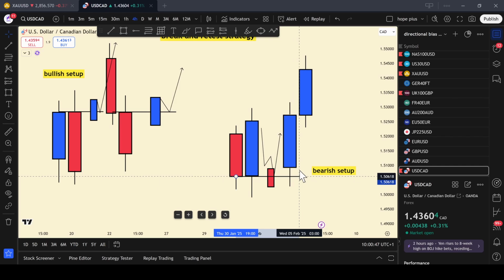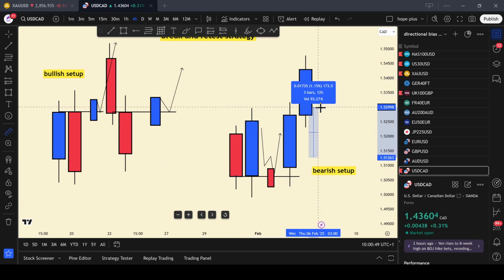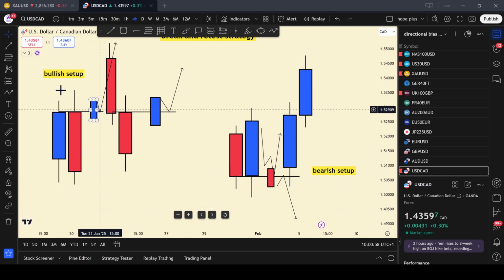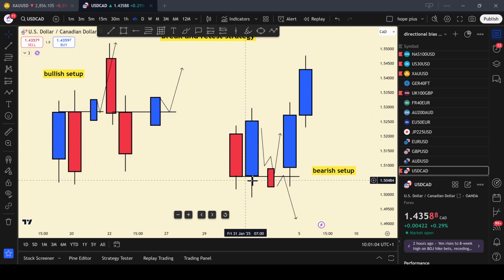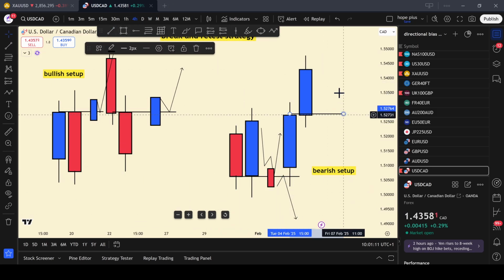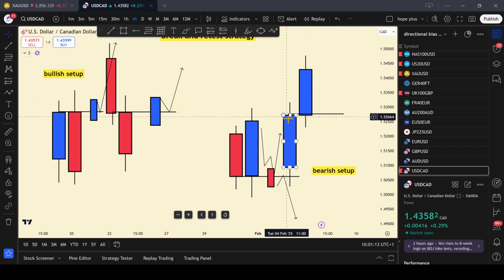So for resistance to work, we need a retest. We need price to actually come and test that area to push to the downside. All right, so it's like a case of resistance turning support, resistance turning support, and here support turning resistance. The same thing applies here. We have support on this level. Pardon me, let me place it well.